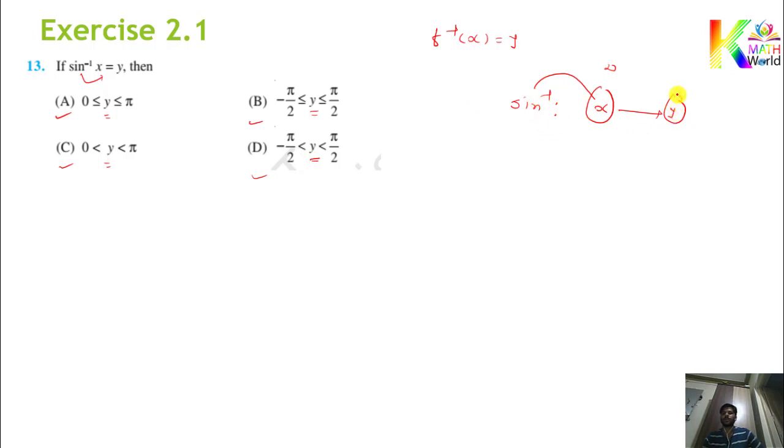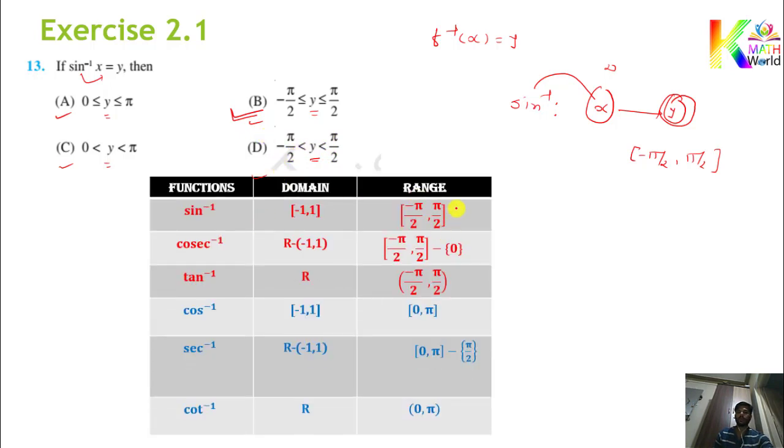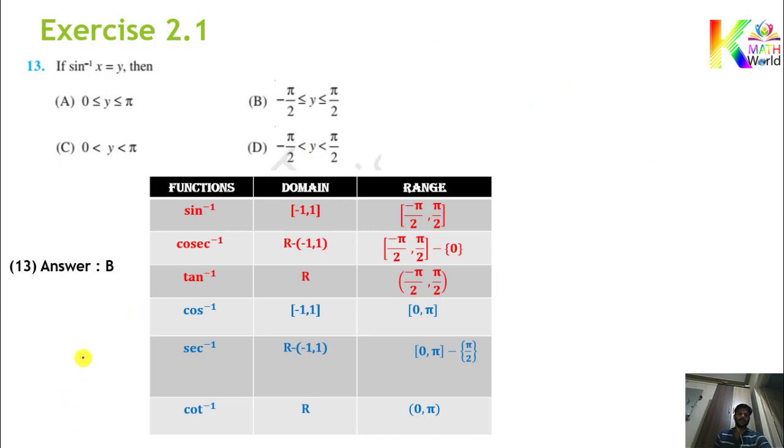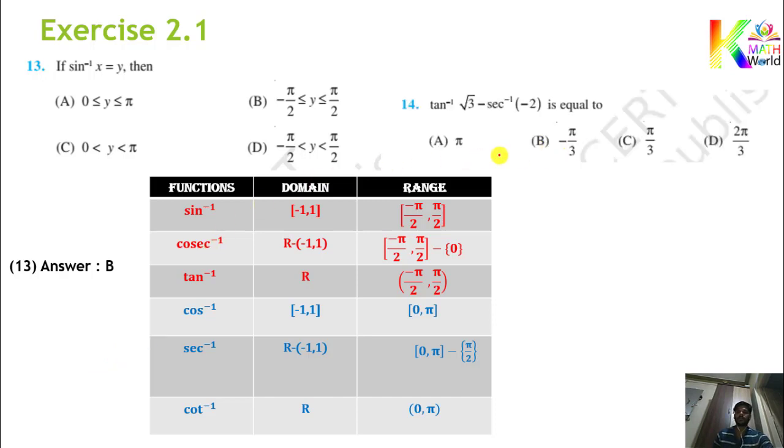Okay, so what is the range of this one for sin inverse function? What is the range? Close interval minus pi by 2 to pi by 2. It means you can see here what is the range you got? Close interval minus pi by 2 to pi by 2. So option B, that will be your correct option. You can see in this table also, this is your range. Close interval minus pi by 2 to pi by 2. It means option B is the correct option. Okay, now see the last MCQ.